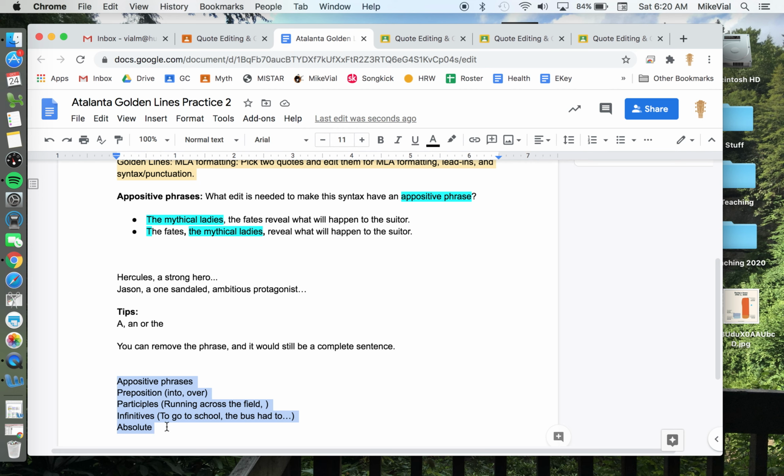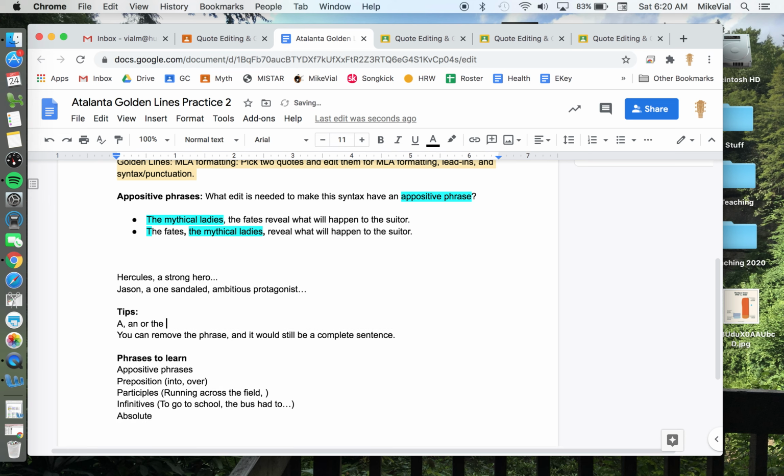1, 2, 3, 4, 5. I might be missing one, but there's about 5 or 6 phrases. And once you've learned one phrase, they all work the same way syntax structure-wise, and they all have the same comma rule. So let's review. Appositive phrases often begin with a, an, or the. They are not complete sentences. You can remove them from the sentence, and it would still be a complete independent clause.